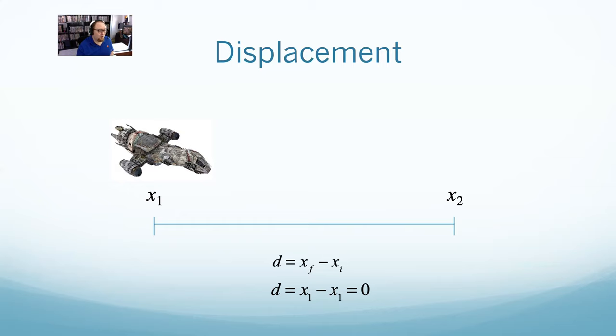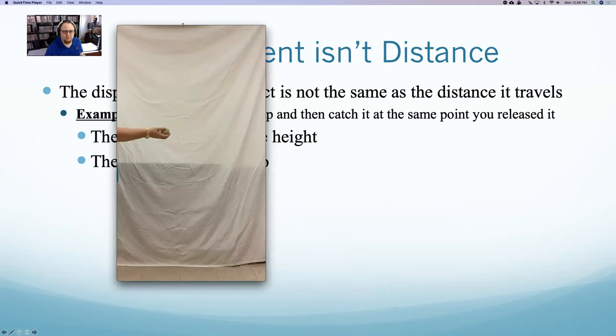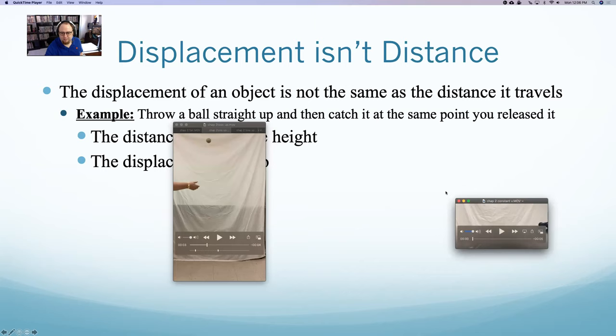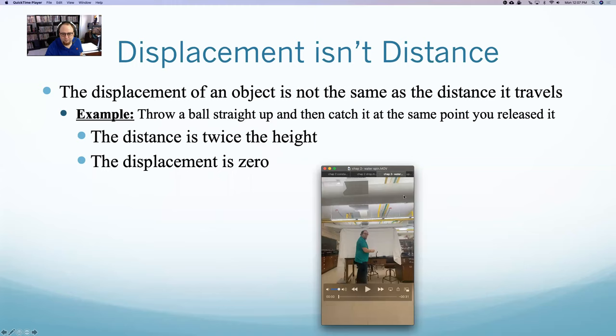What this means, which I said before, is that displacement and distance isn't the same. If I take a ball and that did not do what I wanted it to do. Cool. Damn it. I had it all set up, but no, I had to go mess it up.